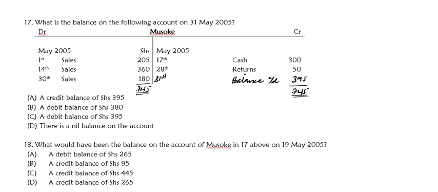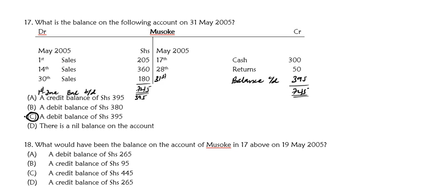So when I put the balancing figure, that is balance carried down on the credit, then at the start of the next month, I'll come and say that on 1st, this now will be June, balance brought down, I'll put a 395. So this account has a debit balance of 395. So the answer is C, debit balance of 395.